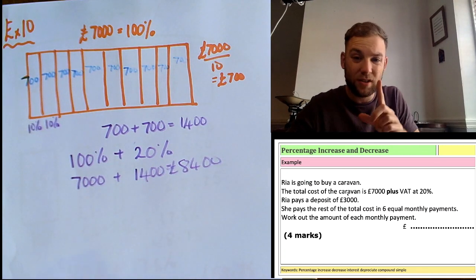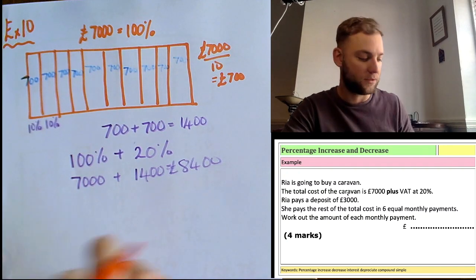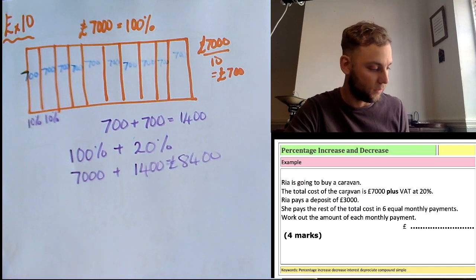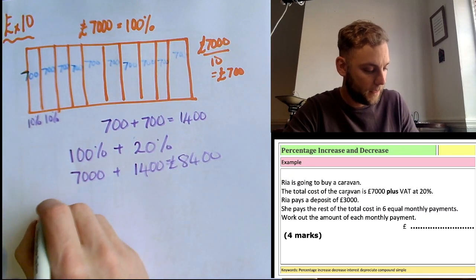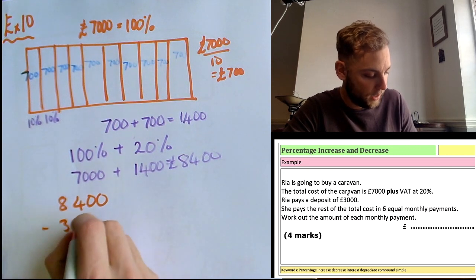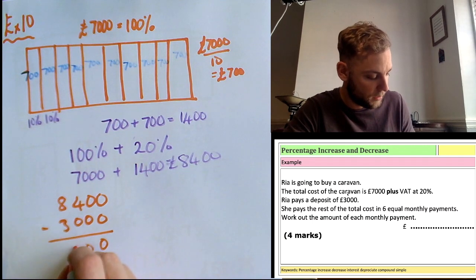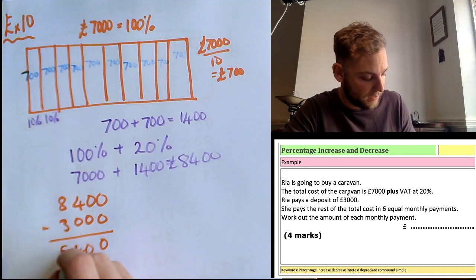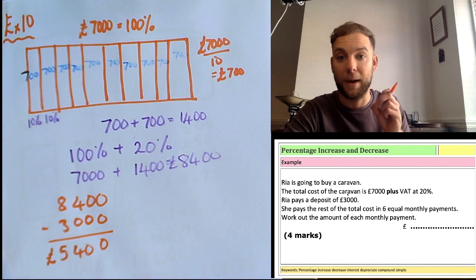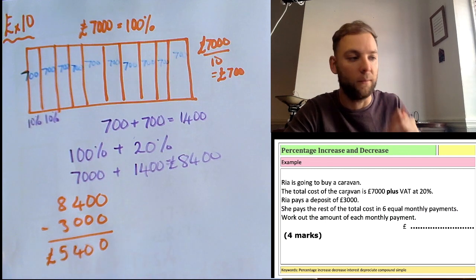Brilliant. Now, we've worked out what our percentage increase is, but now we've got to work out the rest, and that's what makes this ever so slightly trickier. So, Ria pays a deposit of £3,000. So that means before anything, she pays £3,000 off this. So it's going to be 8,400 take away 3,000. So 0, 0, 4 take away 0 is 4, 8 take away 3 is 5. So that's equal to £5,400.